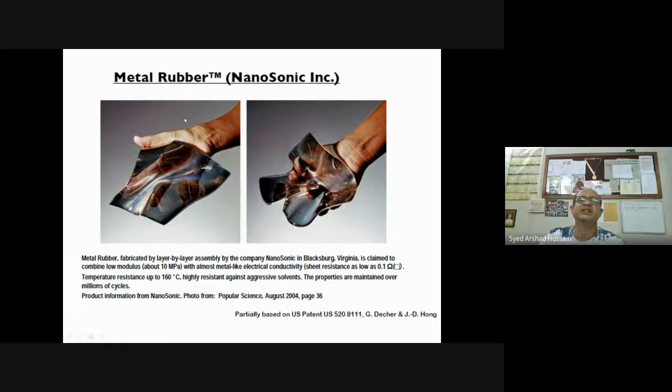Again, you see, this is another example, where they name it metal rubber. Nanosonic Inc. Company developed this one. Normally, rubber is not conducting, but this is conducting. At the same time, you see its mechanical property, 10 MPa. It's metal-like in electric conductivity, but its mechanical behavior is like rubber. So it can have a lot of applications. Okay, so this is there.